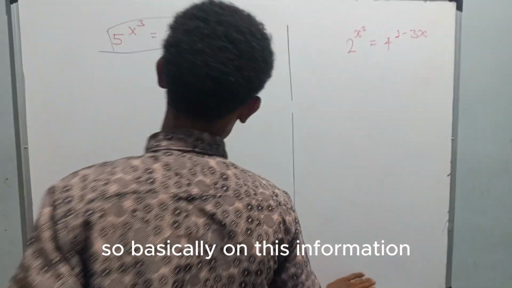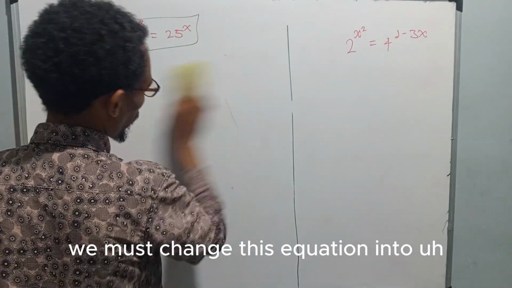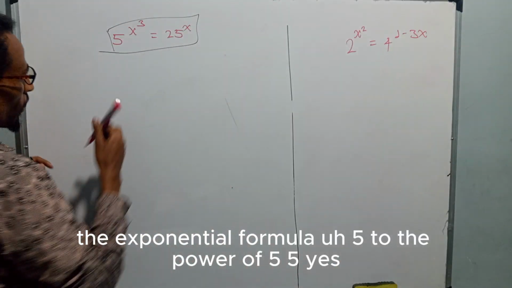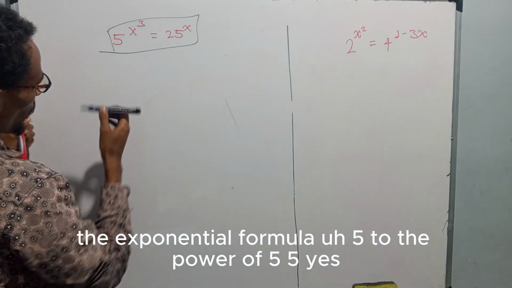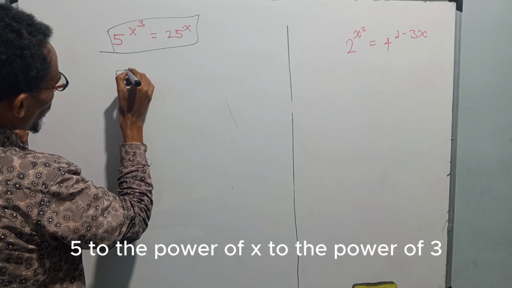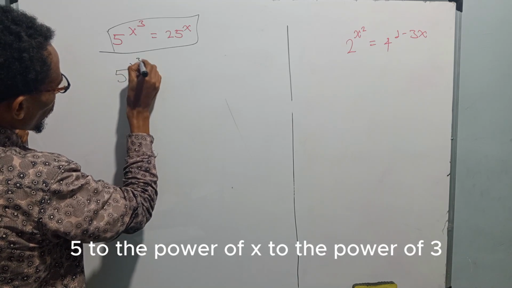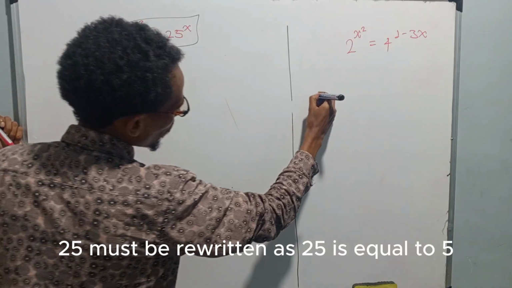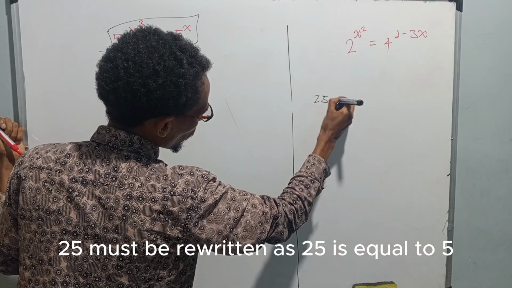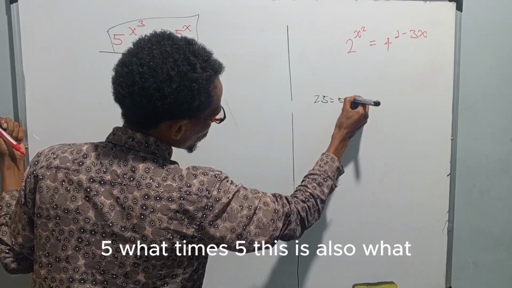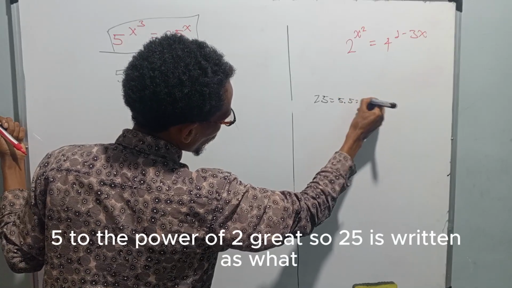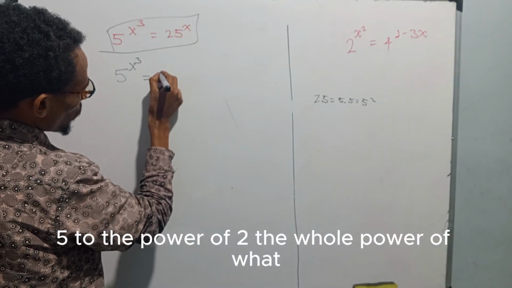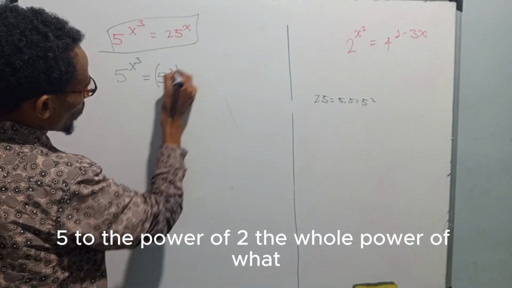So based on this information, we must change this equation into the exponential form. So 5 to the power of x cubed is taken as it is, but for 25 to the power of x, 25 must be rewritten. 25 is equal to 5 times 5, which is also 5 to the power of 2. Great. So 25 is written as 5 to the power of 2, the whole to the power of x.